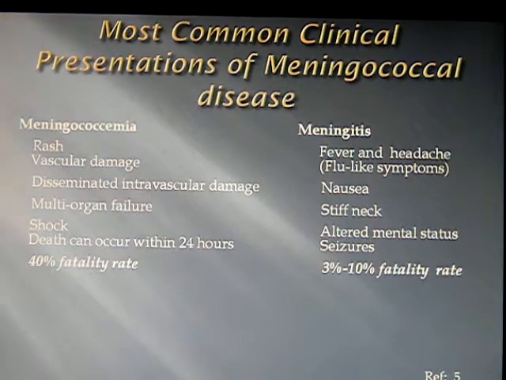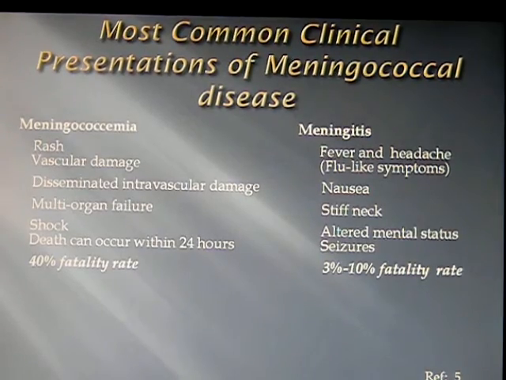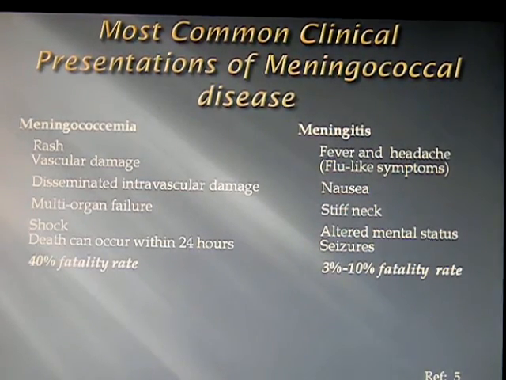So next, I wanted to talk about some of the common clinical presentations of meningococcal disease. The first is meningococcemia, which is the more severe form of the infection. What you usually see with this presentation is rash, vascular damage, disseminated intravascular coagulation, multi-organ failure, shock, and even death can occur within 24 hours.